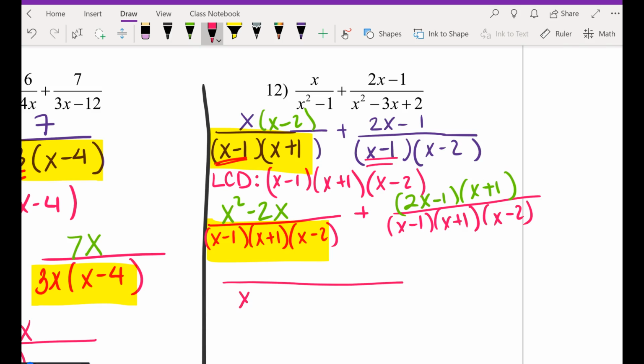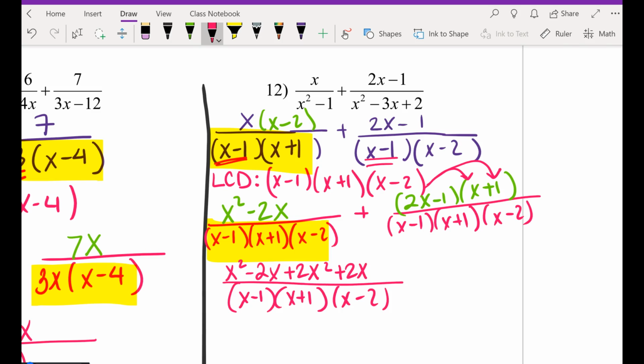Okay. Now I'm going to FOIL that out slowly. On the bottom, x minus 1 times x plus 1 times x minus 2. On this first one, I'm going to copy x squared minus 2x over. Now slowly, here we go. 2x times x is what? 2x squared. Okay. 2x times positive 1 is? Positive 2x. Now we're moving to the middle. Negative 1 times x is? Minus x. Negative 1 times 1 is? Perfect.